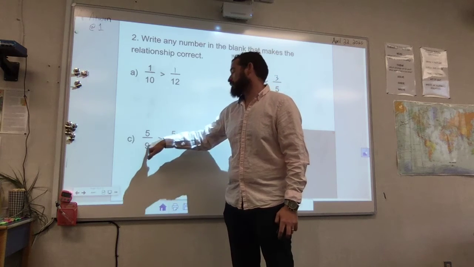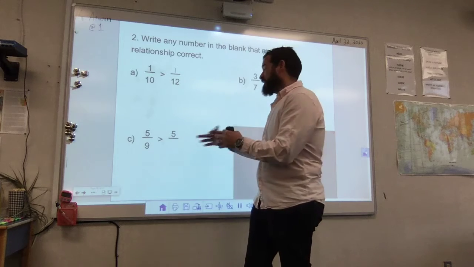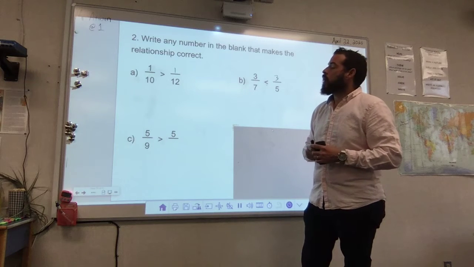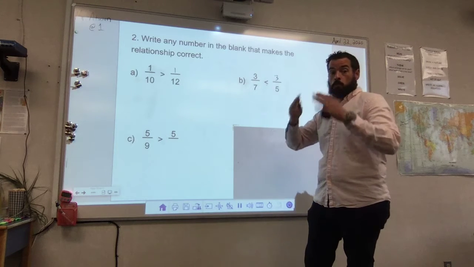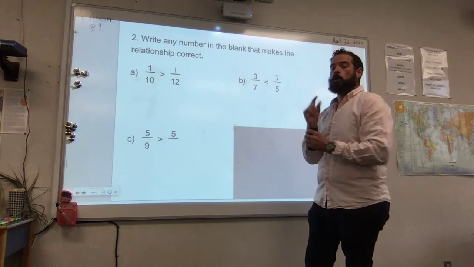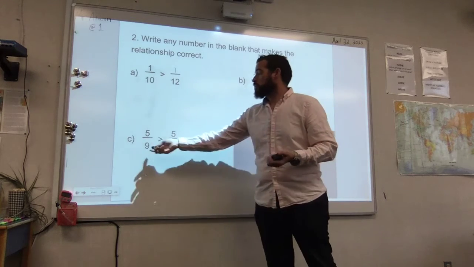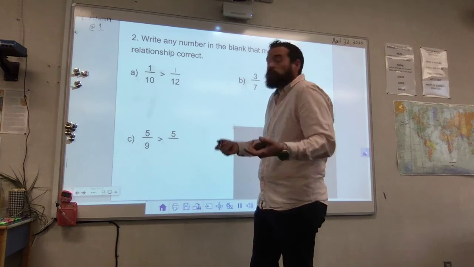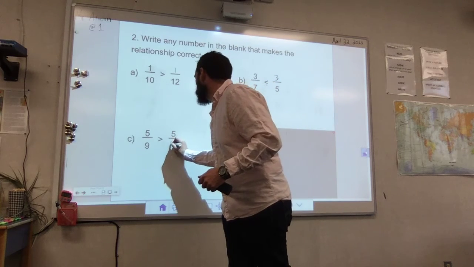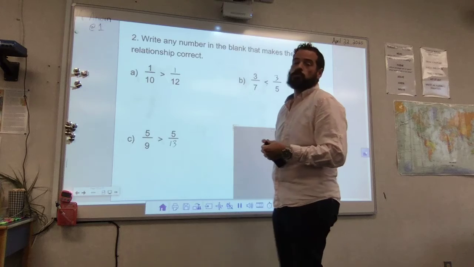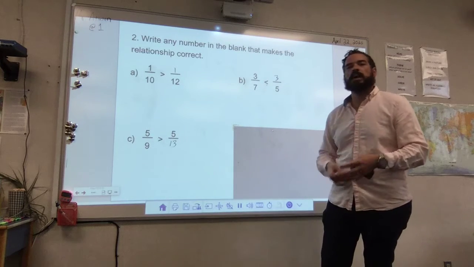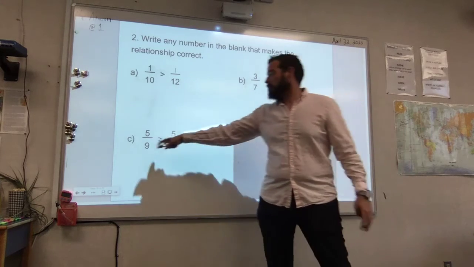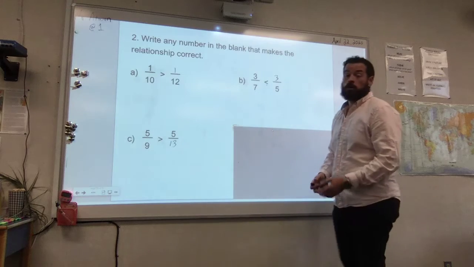I want a denominator, since this is divided into 9ths, that is going to be bigger than 9 to make that statement correct. Because we're then dividing it into more parts than 9, each part is a smaller size. So basically, you could write any number over 9. I'm just going to pick 13. So 5/9 is greater than 5/13. But you could say 5/9 is greater than 5/10, 11ths, 12ths, 13ths, 14ths. Whatever you want, as long as that number is greater than 9, it's going to make that statement correct.